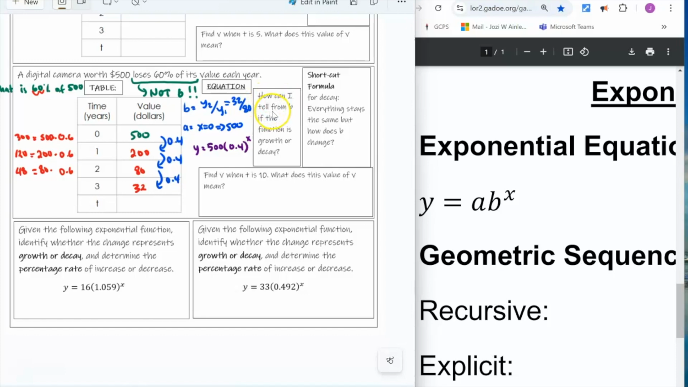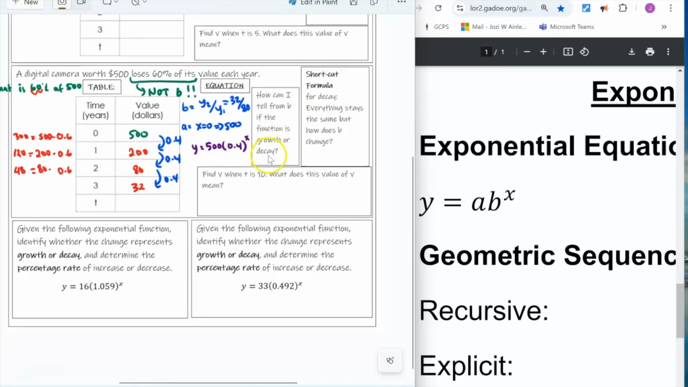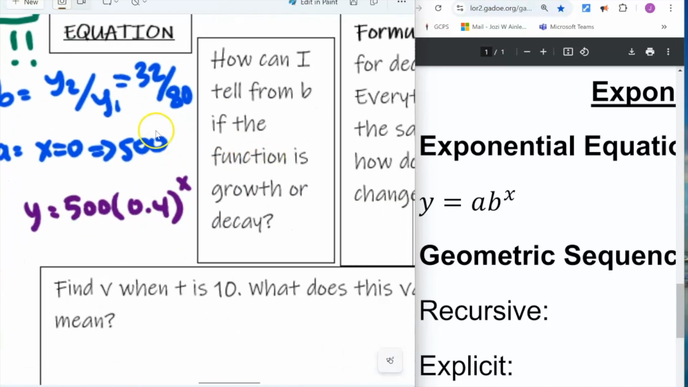How can I tell from B if the function is growth or decay? So I'm going to zoom in real quick. How can I tell from B if my function is growth or decay? Pause the video and go ahead and try. All right, so I'm going to say it's decay. And why would I think it's decay? Because B is between 0 and 1.